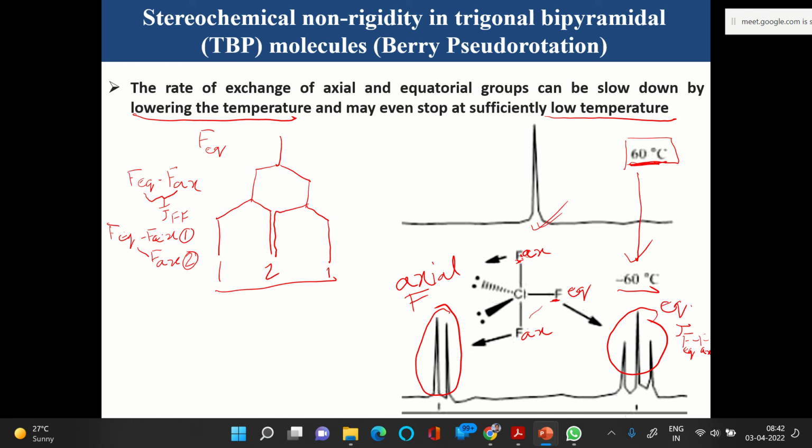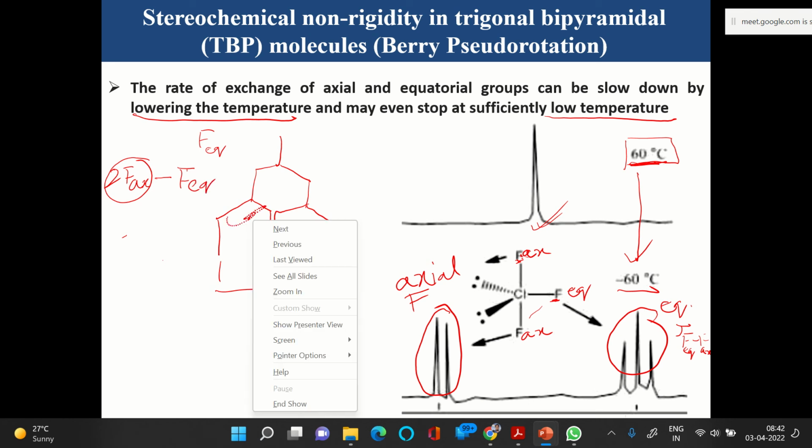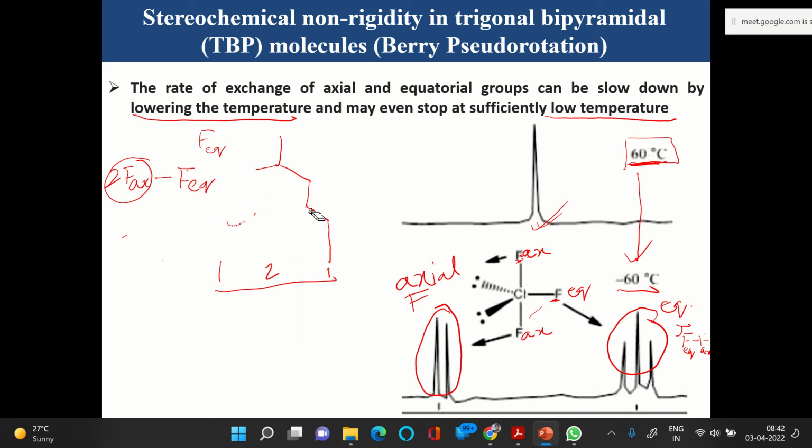Now if you think from the point of view of axial, there are two of them, but they are similar. Two axial fluorines have similar environments, and they are coupling only with the one. Two F axials are equivalent, so the signal will appear at the same position, and when they interact with the equatorial one, they will be a doublet.